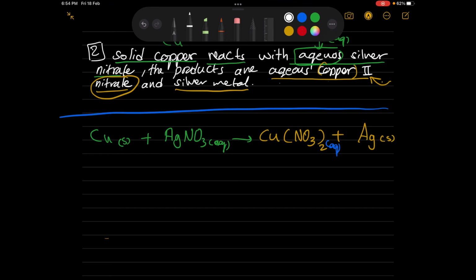So here we have 1 copper atom, and here we have 1 copper. Good, everybody's happy. If you go for Ag, here we have 1 Ag. But how many nitrogen atoms here? We have 1. But here we have a small 2. It means that this 2 is multiplied by nitrogen and oxygen. So what to do in this case? I have to multiply this by 2.